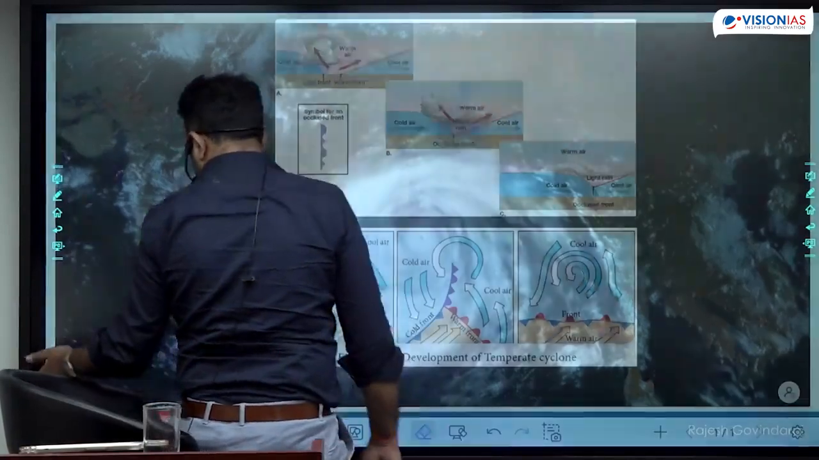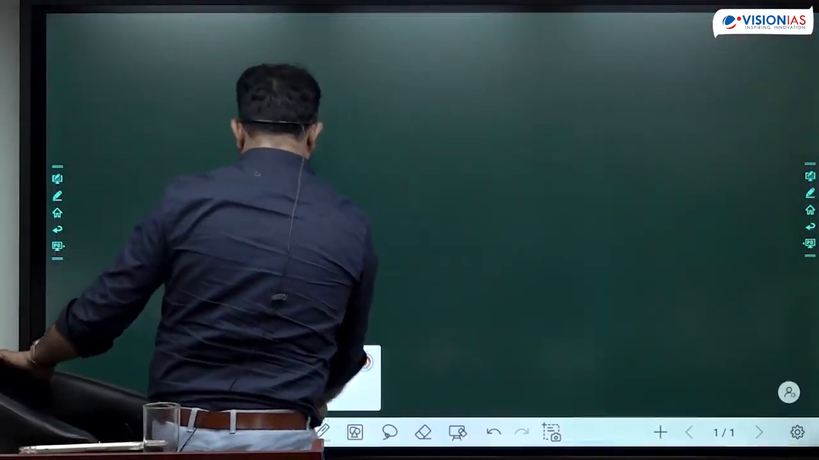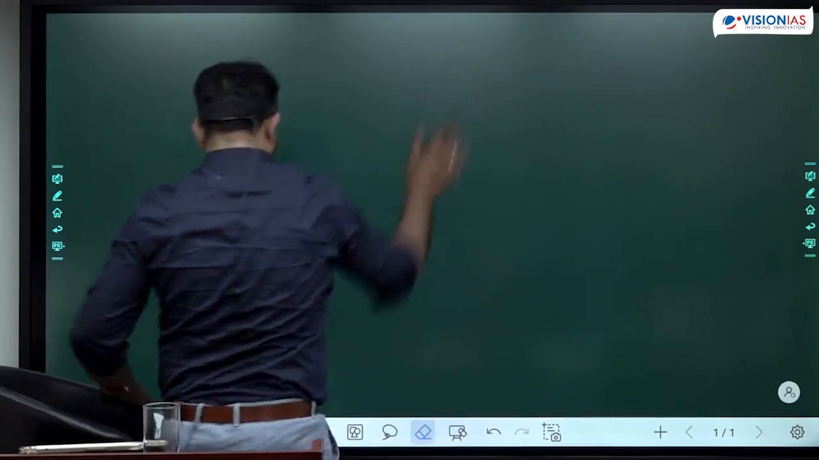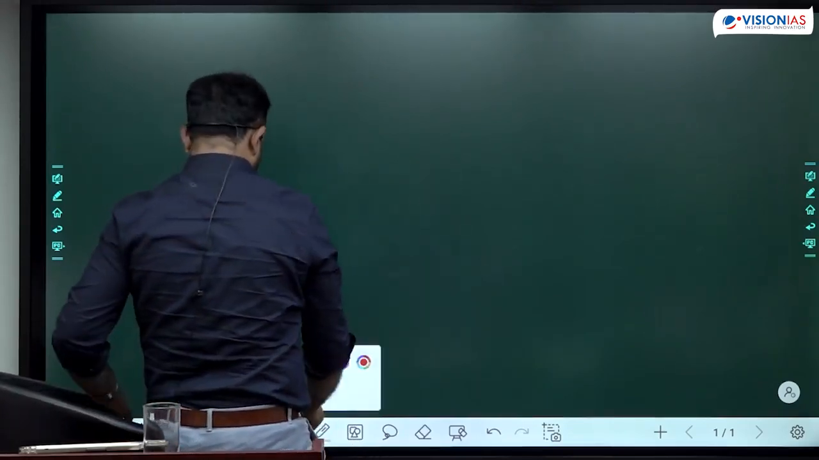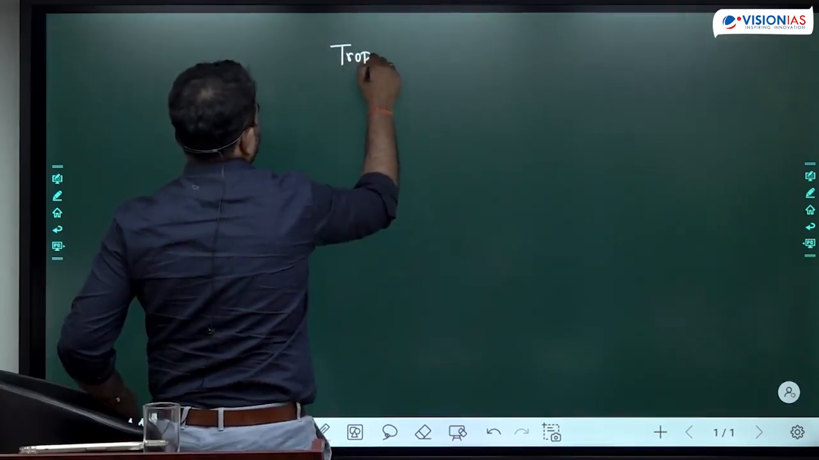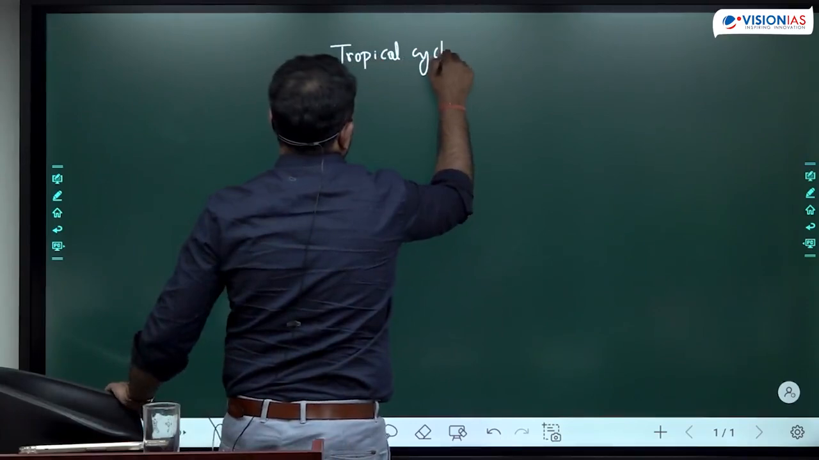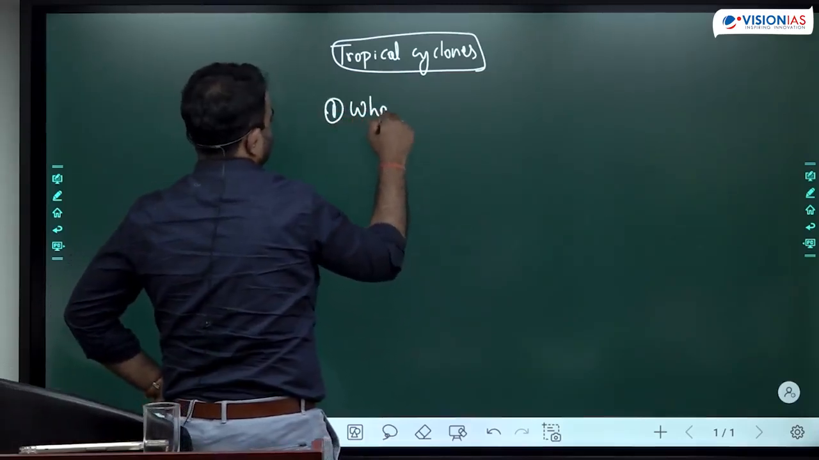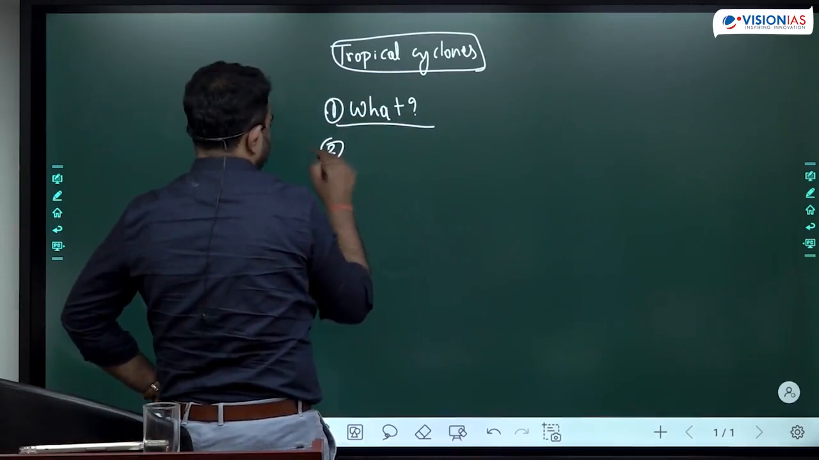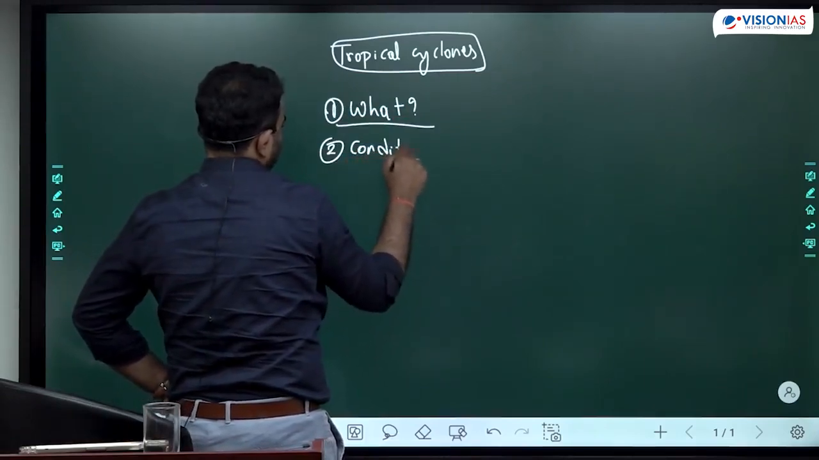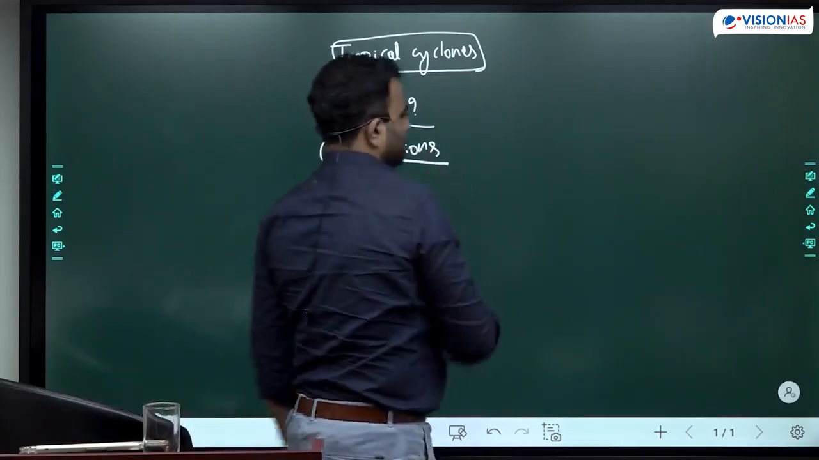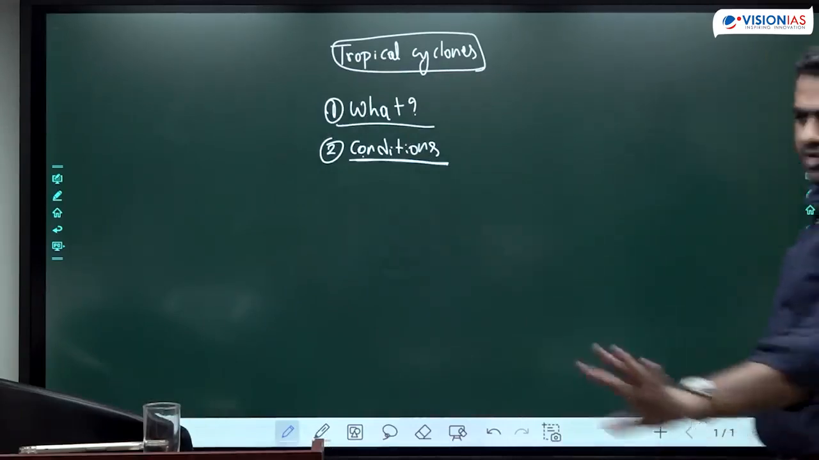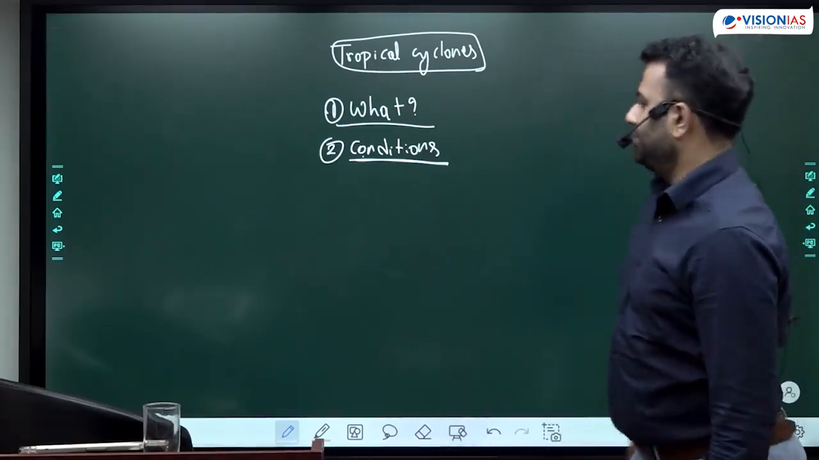So next, conditions required for the formation of tropical cyclones. This is the most important part, conditions. Please try to remember them. Once we understand the conditions, then we'll move on to the formation. You have a basic idea what a tropical cyclone is, right? So that would be sufficient.